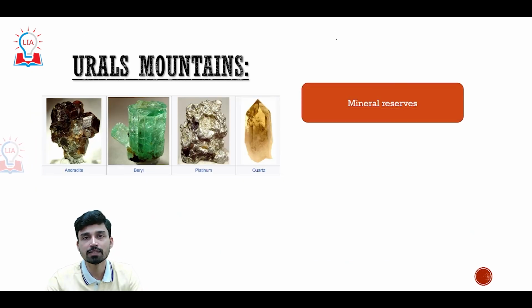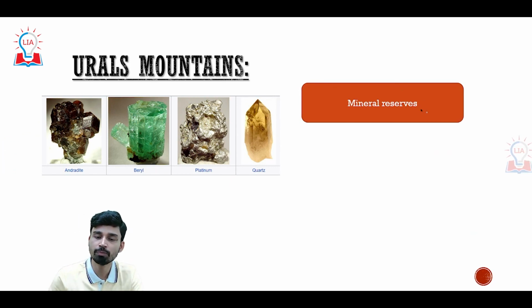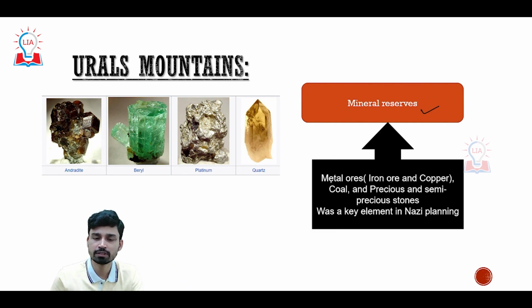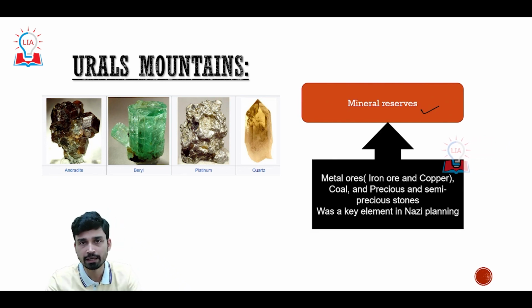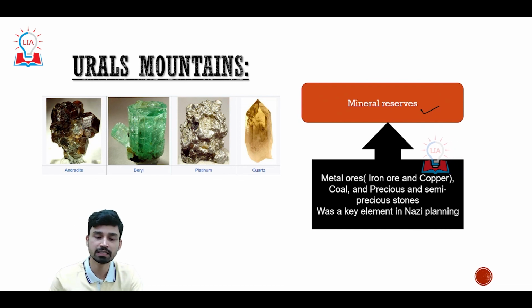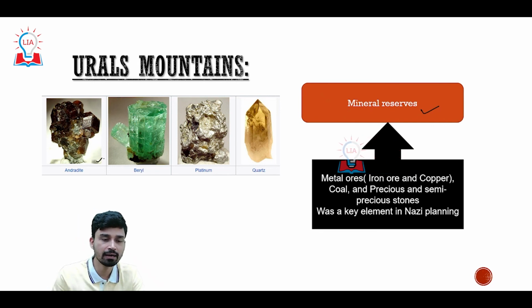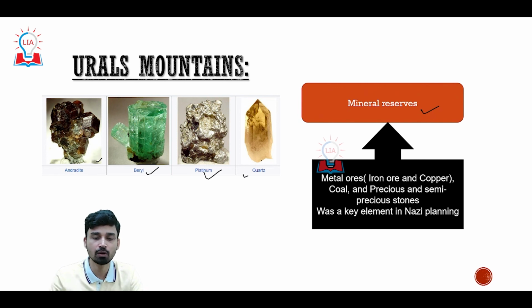Apart from that, the Urals also have a very important contribution in terms of mineral reserves, and we have a lot of different kinds of minerals. For example, metal ores like iron ore and copper are the most important minerals found in these areas. Apart from that, this region is also very well known for rich reserves of coal and precious and semi-precious stones like andradite, beryl, platinum and quartz.